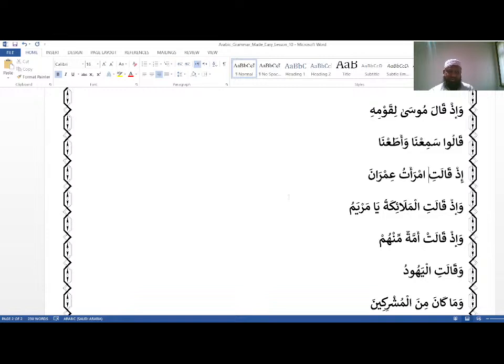And Yahud is not a plural word. It is a collective noun, we call it, that includes everyone. And when Yahud said, next, وَمَا كَانَ مِنَ الْمُشْرِكِينَ. Here the ma is coming to make kana negative, manfi. This ma will give us a negative meaning.